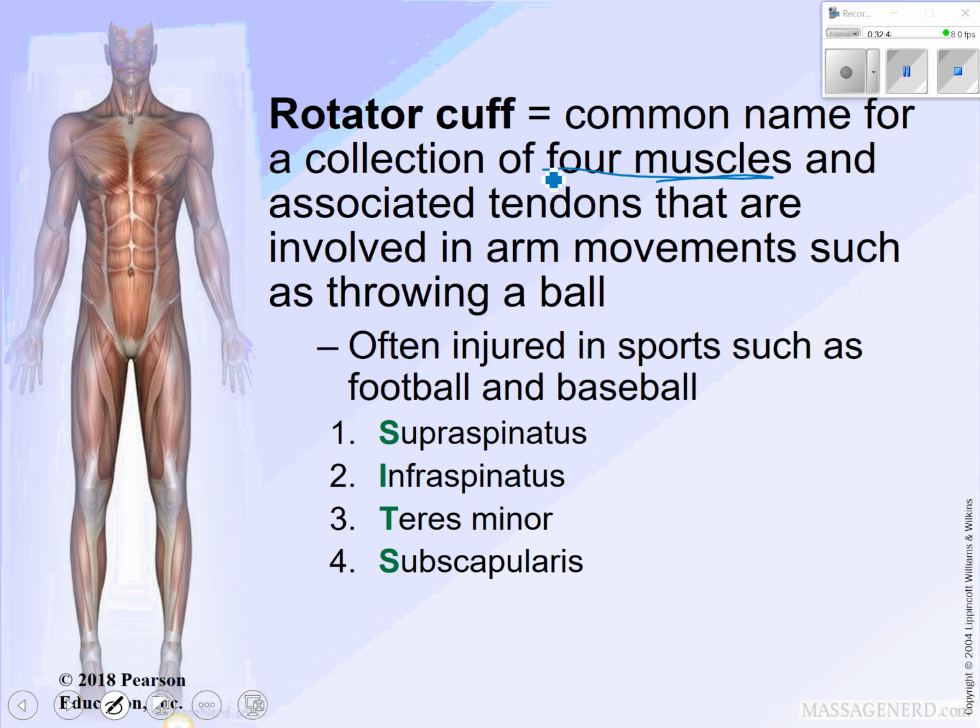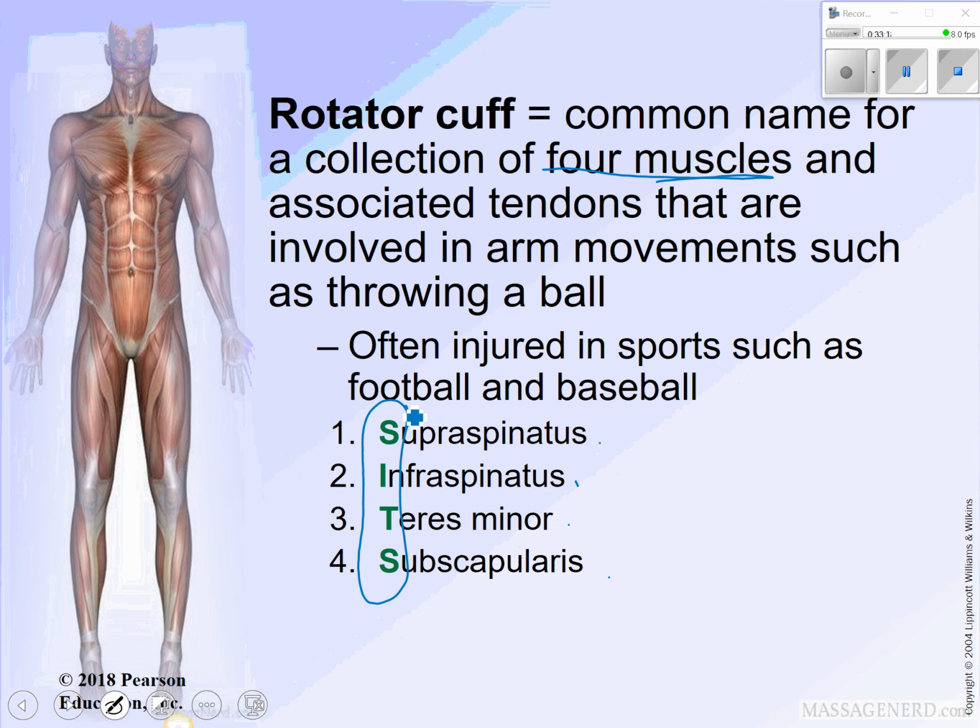Often people who play sports such as football and baseball overuse those muscles a lot, so sometimes they can get injured. Here you have the supraspinatus, the infraspinatus, teres minor, and the subscapularis, which are your rotator cuff muscles. They use the acronym SITS to help you remember that. The acronym SITS represents the first letter of each muscle, and it can help you remember the names of the muscles.